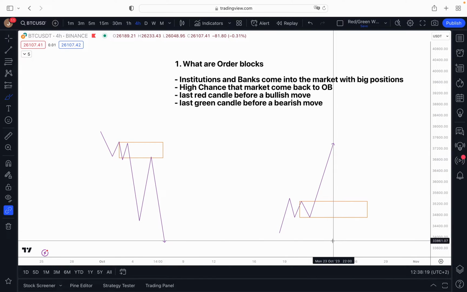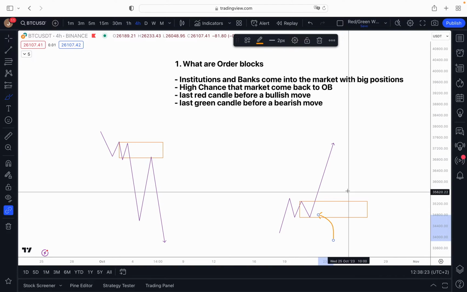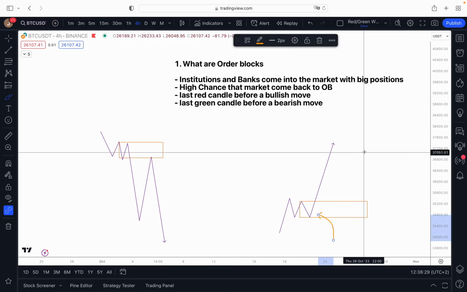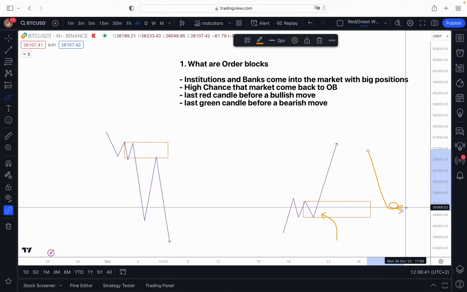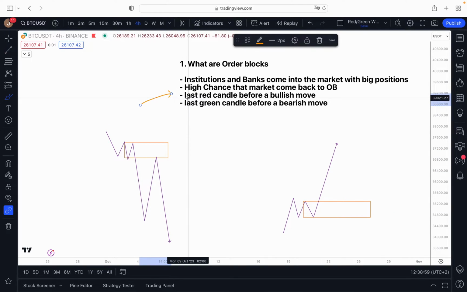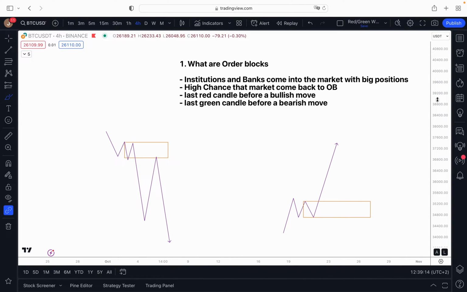But there's also the possibility, like in this example, that the price rapidly moves out and we don't see a test of this order block. But in the future, this area right here has a high chance to be a resistance or a support area. And the exact order blocks are the last red candle before a bullish move or the last green candle before a bearish move. So I will show you in the market right now.